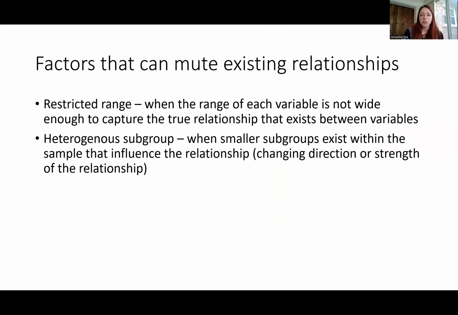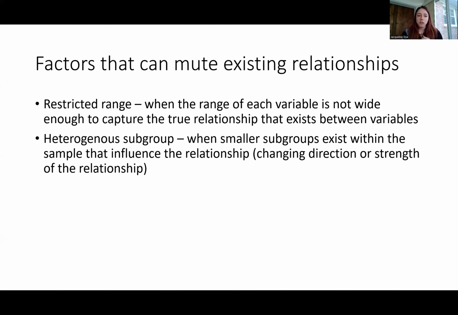So there's some factors that the text talks about that can kind of mute existing relationships or kind of artificially impact them. So this, for example, could include things like restricted range. So when the range of each variable is not quite wide enough to capture that true relationship that might exist there. So maybe you didn't gather quite enough data or look at enough years of a certain variable to really capture the type of relationship that's there.